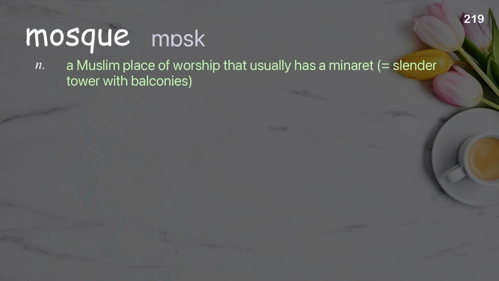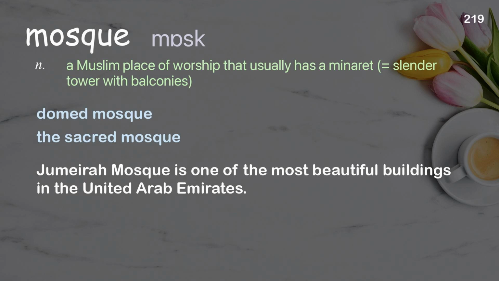Mosque. A Muslim place of worship that usually has a minaret, a slender tower with balconies. Examples: Domed mosque. The sacred mosque. Jumeirah Mosque is one of the most beautiful buildings in the United Arab Emirates.